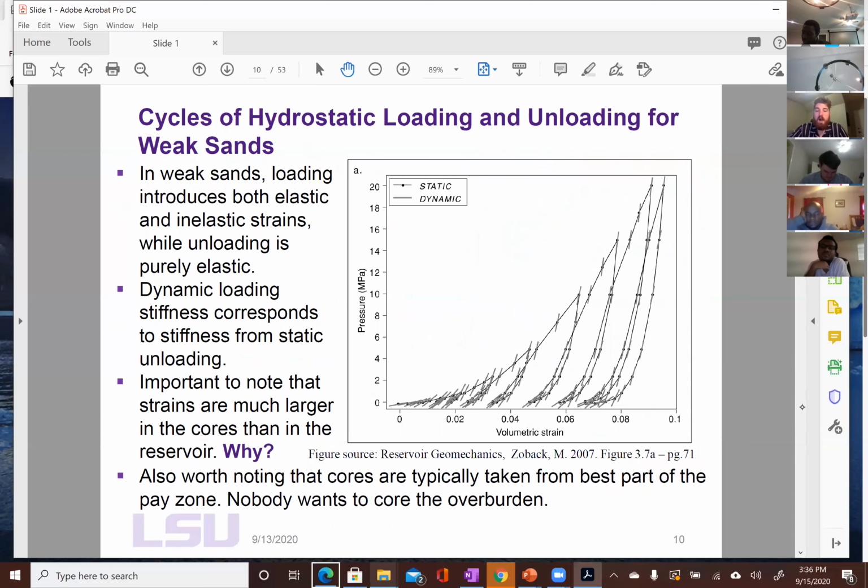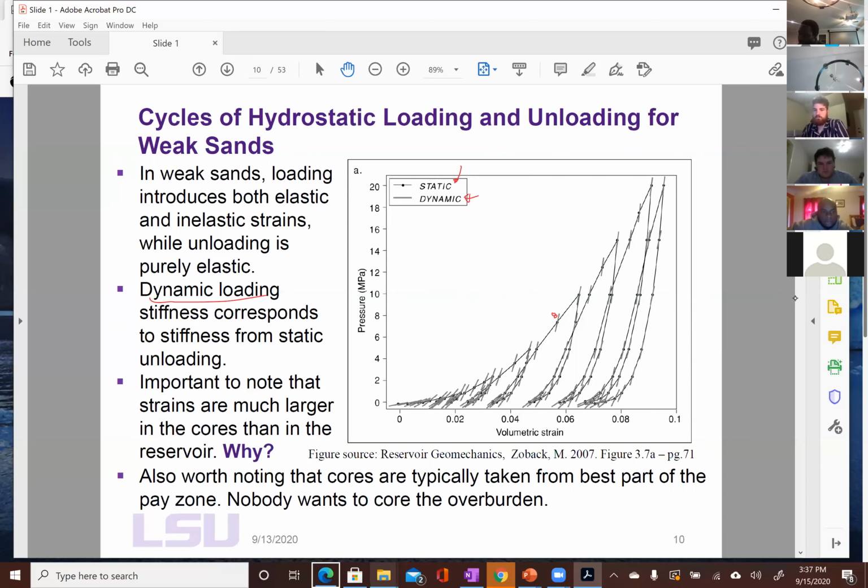Okay, so I move on to the next slide. And I already explained this, right? The most important thing is this light gray is the dynamic loading stiffness. And dynamic just means the fluid is in it and you're using sound waves, whereas the static is your triaxial test.